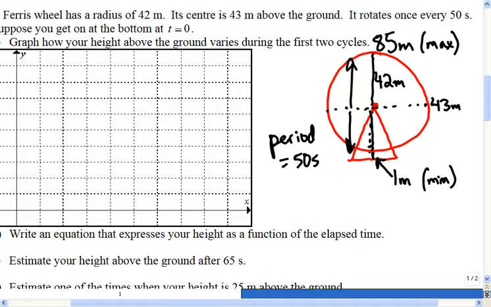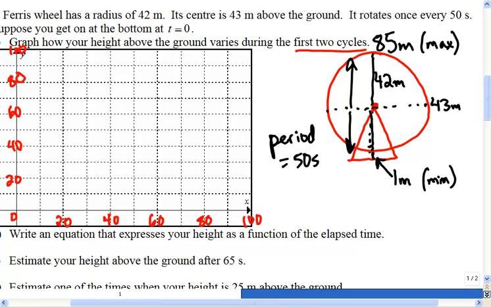So first we need to, these axes, they're not labeled. It looks like I'm going to need to do 2 cycles, so I need at least 100 seconds. That's probably a good idea to go 20, 40, 60, 80, and 100. And then vertically, we need to represent the height, which could be at most 85. So to make it easy again, why don't we go 10 for each grid mark for the scale. And now we can show what this Ferris wheel ride would look like on a graph.